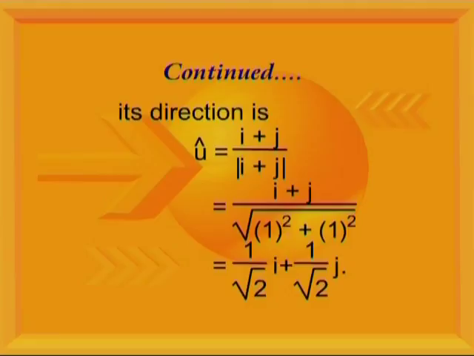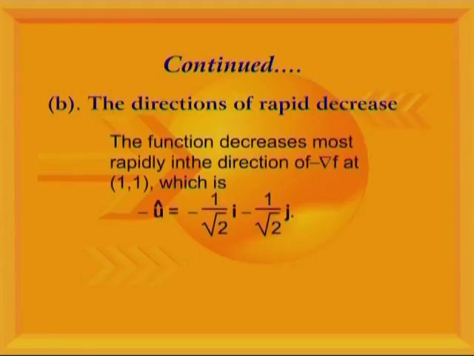Next, the direction of rapid decrease. Definitely it is the opposite of the direction of the gradient of f. So that is minus of this direction, which will be equal to minus 1 over square root 2 i minus 1 over square root 2 j.